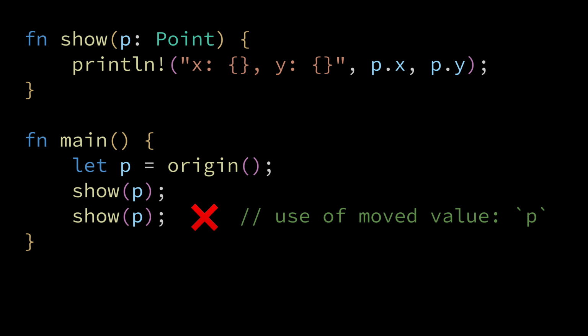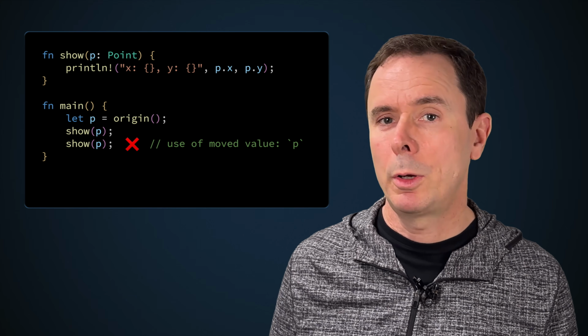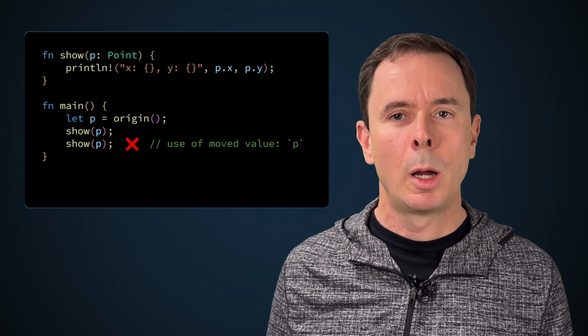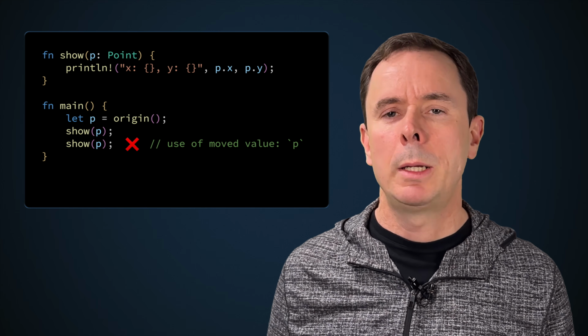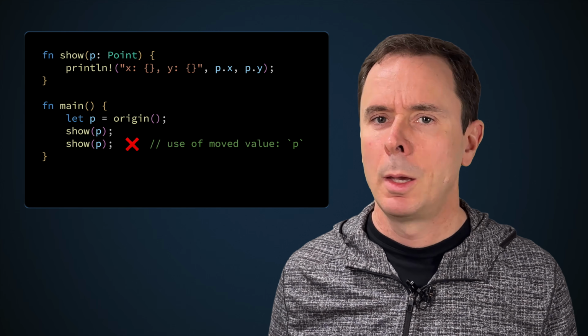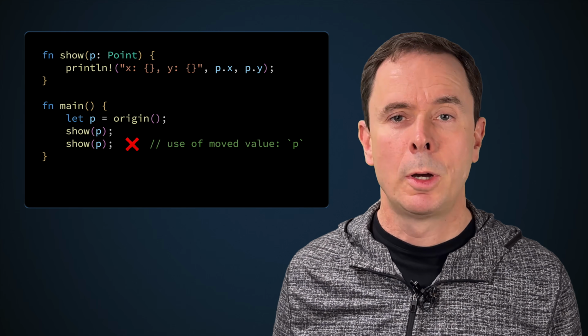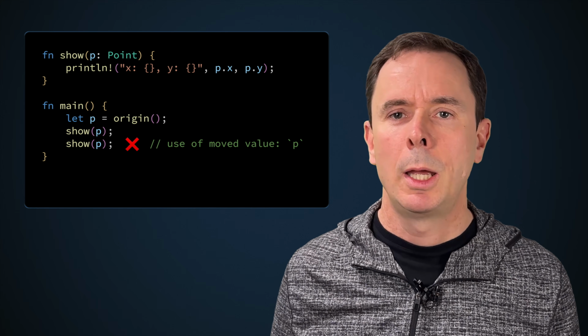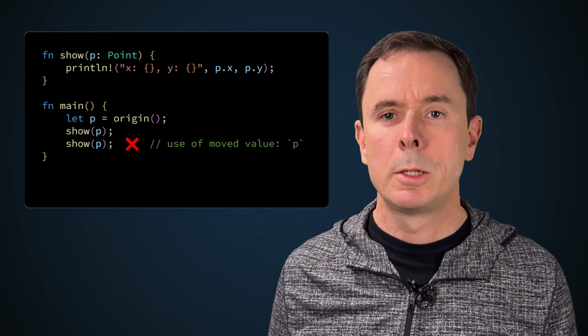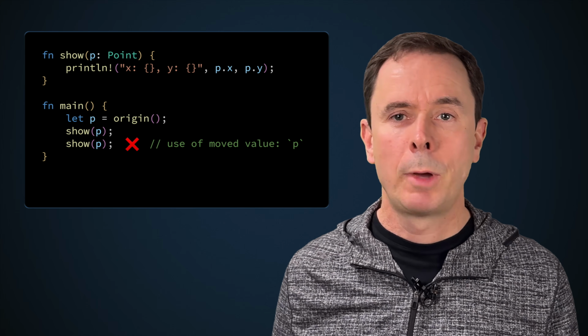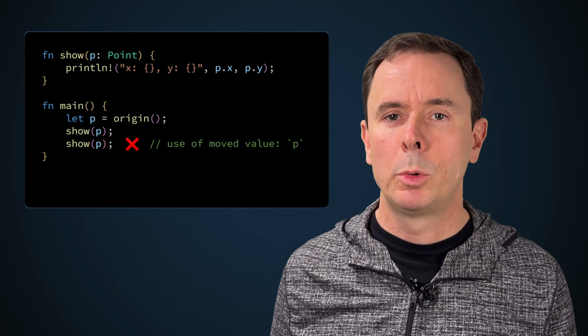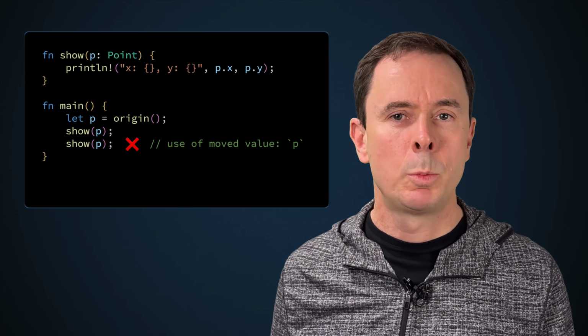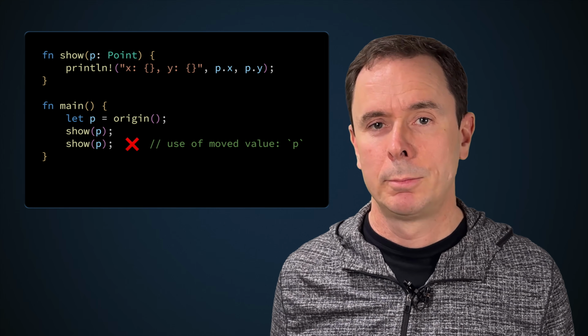Nope, this does not compile. Use of moved value p. Move occurs because p has type point, which does not implement the copy trait. When we called show the first time, the value of p was moved into the show function, and the variable p was marked as no longer available because its value is gone. So when we call show the second time and try to use p again, we get an error.